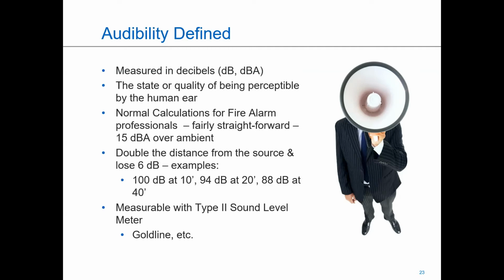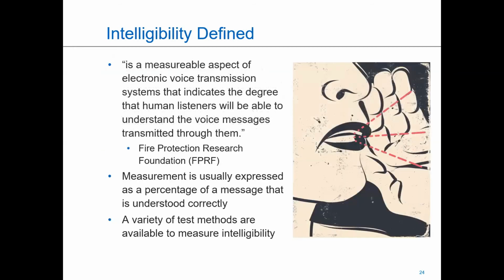A great question I get all the time when it comes to audibility or intelligibility is, where do I get this measured? There are specific companies out there that do this. Sometimes they're mentioned in the scope. Sometimes the integrator does it as part of their part in the overall project. But there is equipment and testing and classes and everything when it comes to it. They mentioned here Goldline. Goldline is a piece of test equipment that measures sound level.